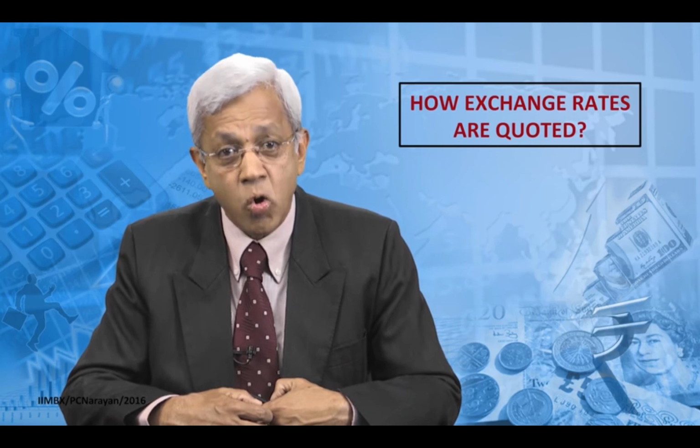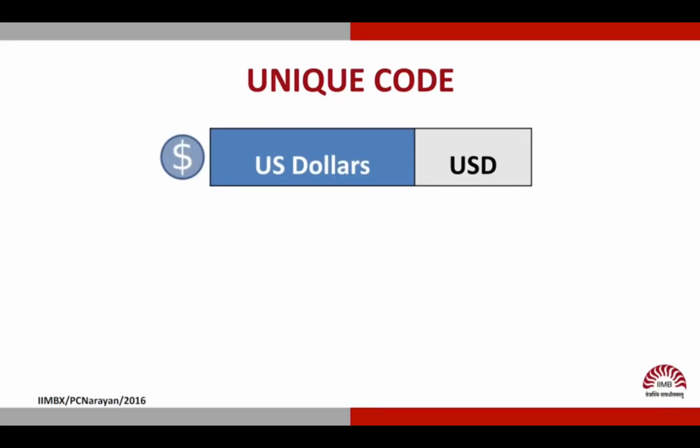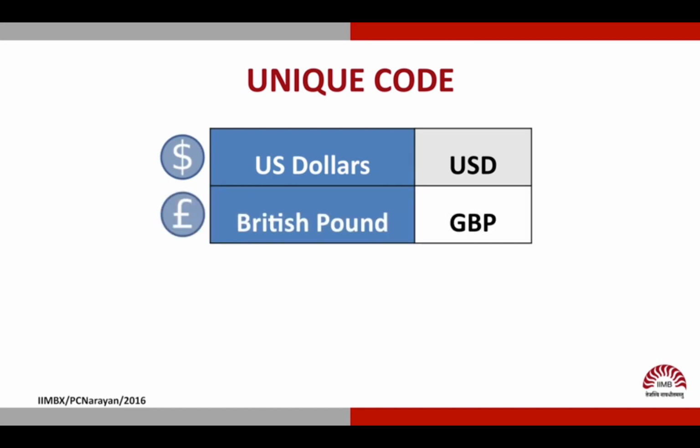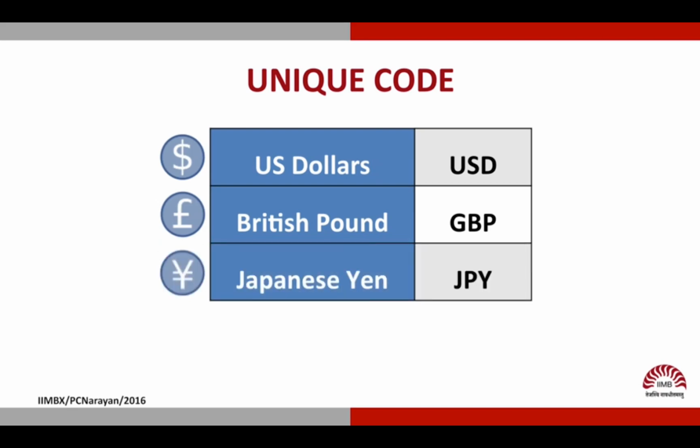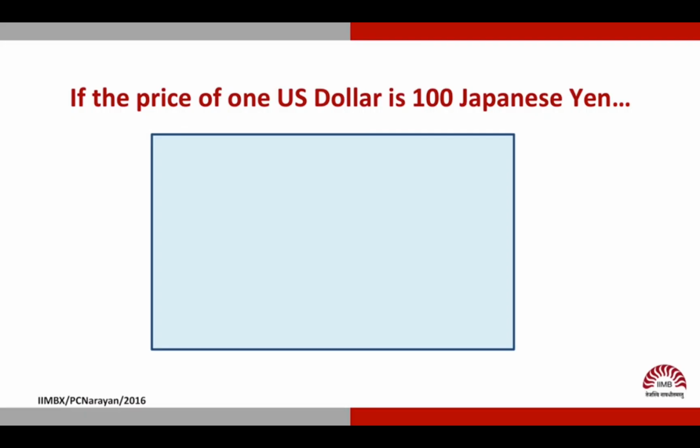Now let's look at how foreign exchange rates are quoted. Each currency has a unique code allocated to it by the International Standards Organization. For example, US dollar is denoted by USD, pound sterling is denoted by GBP, Japanese yen denoted by JPY, etc. Exchange rates are quoted in all markets in currency pairs. For example, if the price of $1 is 100 Japanese yen, the quotation will be USD/JPY 100.